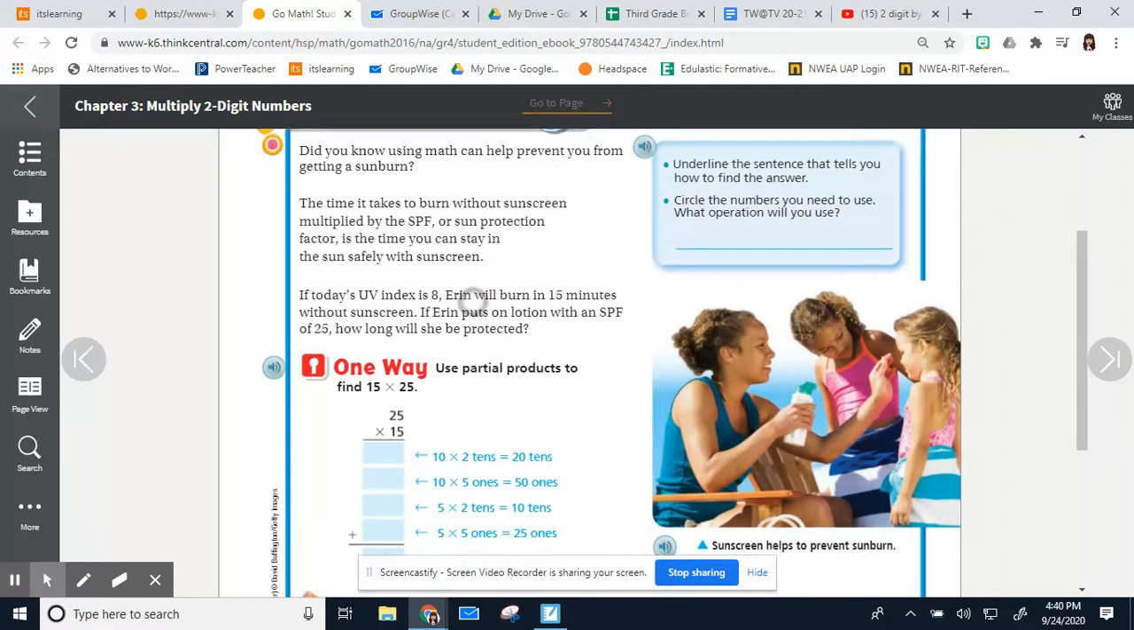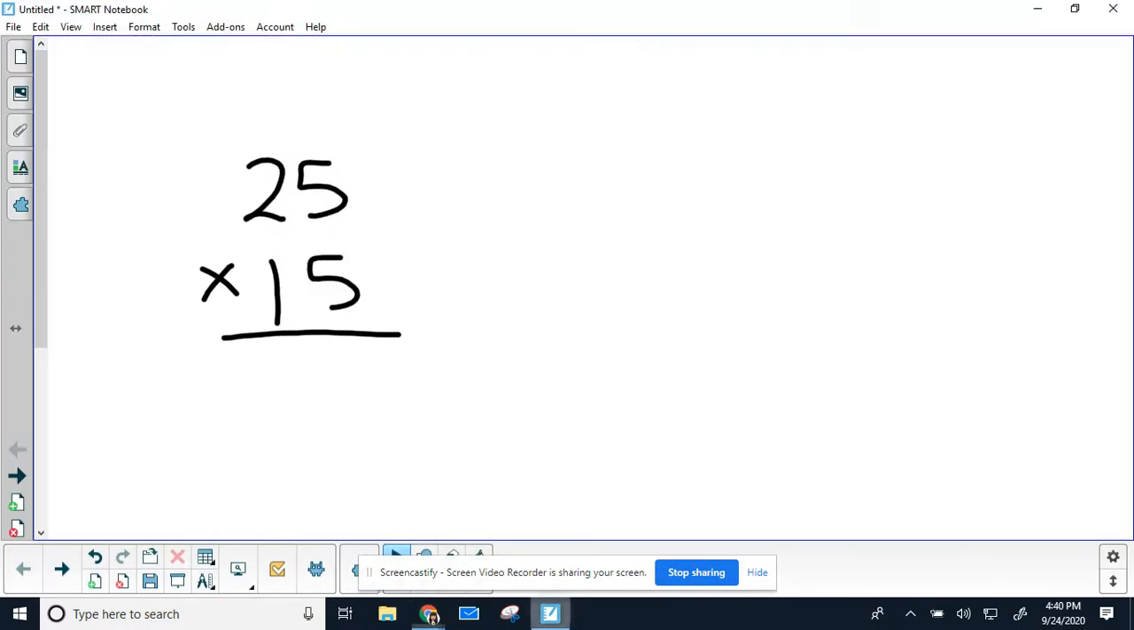So I'm actually going to be spending most of my time on my Smart Notebook here. We're going to do all three methods, partial products, box method, and turtle method, for the same problem. This is just to show you that I'm going to get the same answer every single time. So I will actually start with partial products.